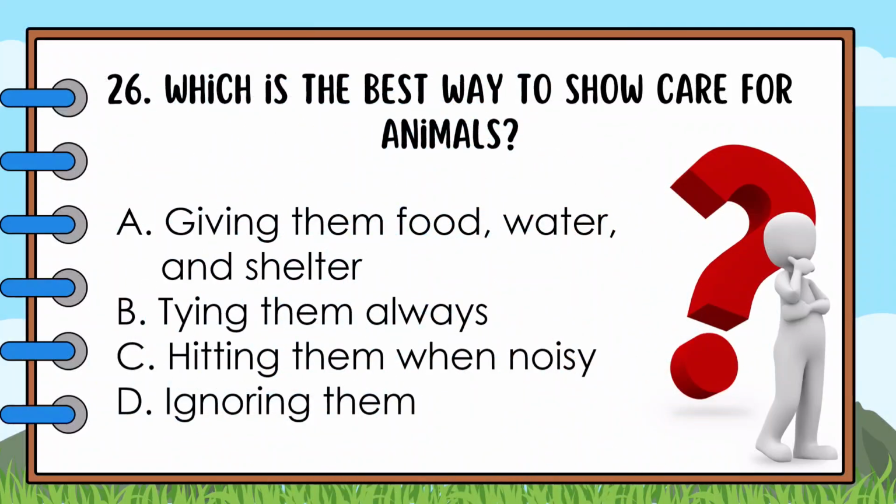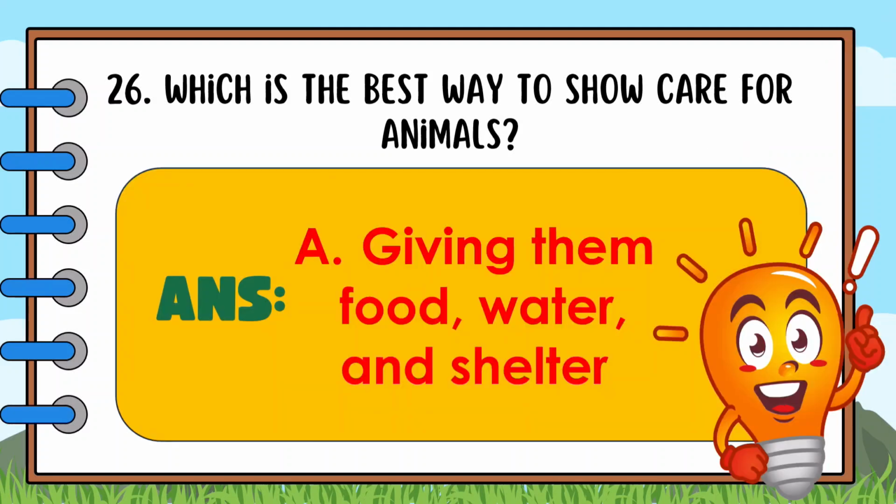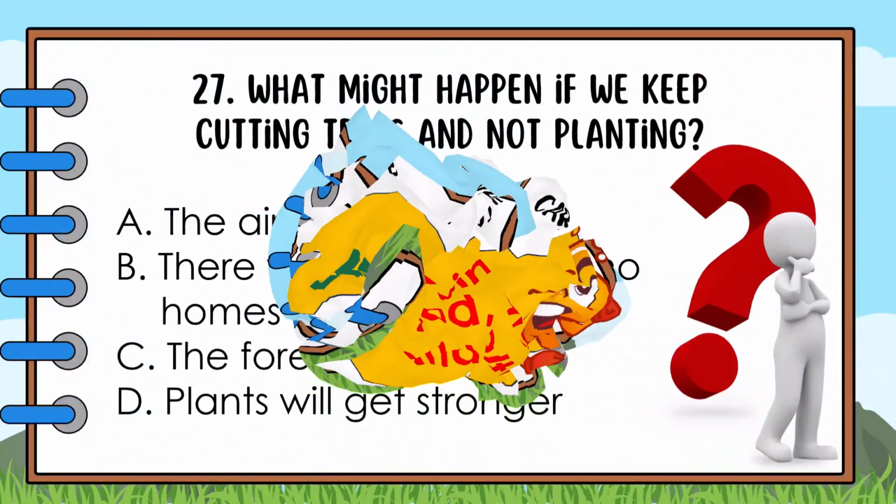Which is the best way to show care for animals? A. Giving them food, water, and shelter. B. Tying them always. C. Hitting them when noisy. Or D. Ignoring them. The answer is A. Giving them food, water, and shelter.